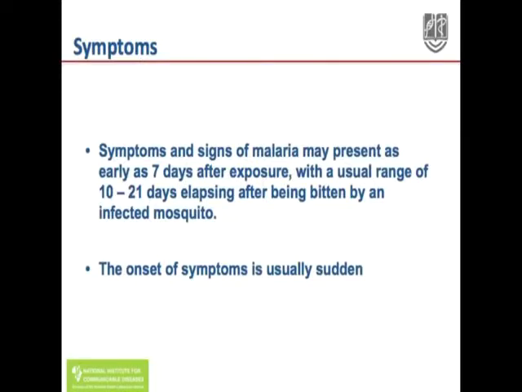Symptoms and signs of malaria may present as early as 7 days after exposure, with a usual range of 10 to 20 days elapsing after being bitten by an infected mosquito. Longer incubation periods are noted in some cases of falciparum malaria, particularly in patients who've been taking some form of prophylaxis, which has not been effective, or they've not taken it in a compliant way, or they may be on other antibiotics, which may have some mild antiplasmodial effect. The onset of symptoms is typically sudden.